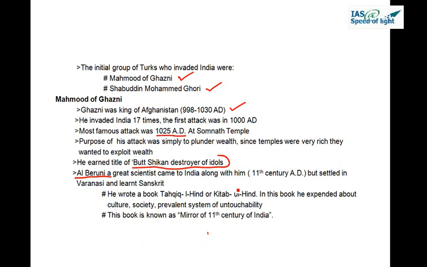He wrote a very famous book which is known as the Tahqiq-e-Hind or Kitab-ul-Hind, and this book is known as the mirror of 11th century India. In this book he explained a lot about what he saw in India at that time, the social culture, the different systems of untouchability, the society, and it becomes a very important book for the historians to understand the India of that time.